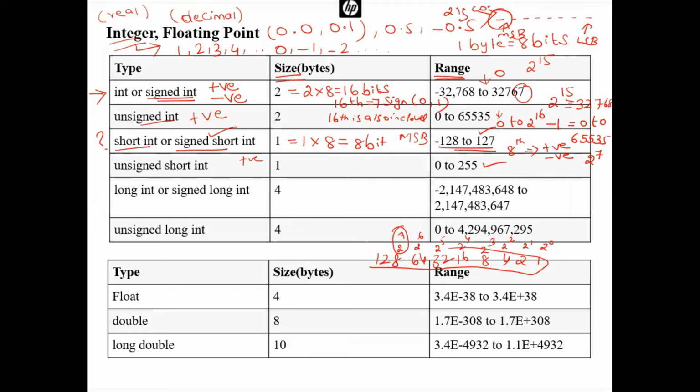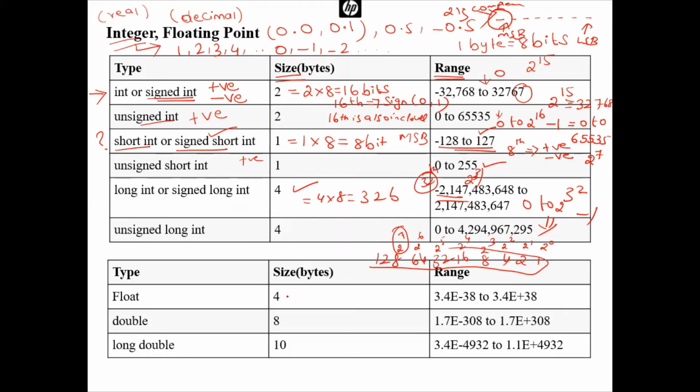2's complement number. Whereas long int, the size is 4 bytes. So 4 into 8, which is equal to 32 bits. That's why the range differs. Unsigned int, the same criteria. So unsigned means 0 to 2 power 32 minus 1. Here the 32nd bit is used to store the sign. So this is 2 power 31.